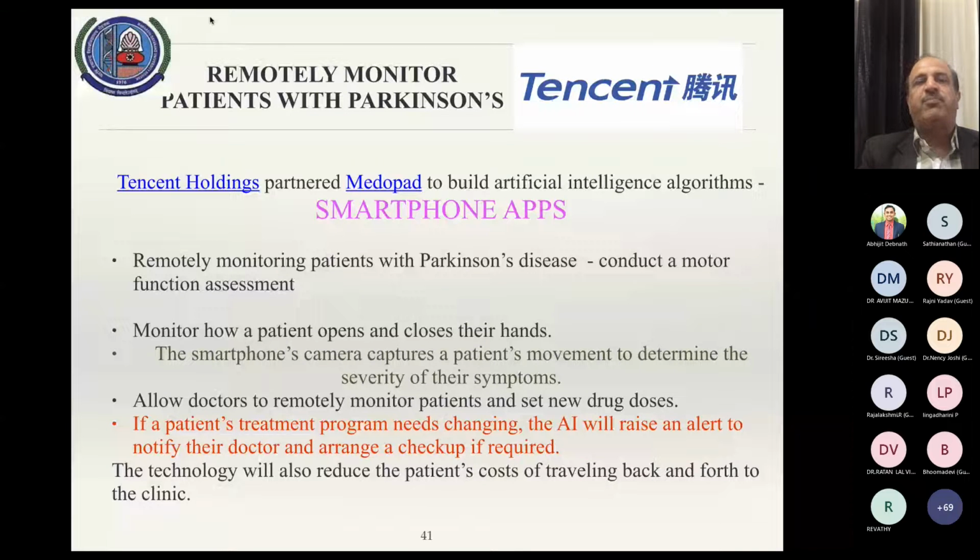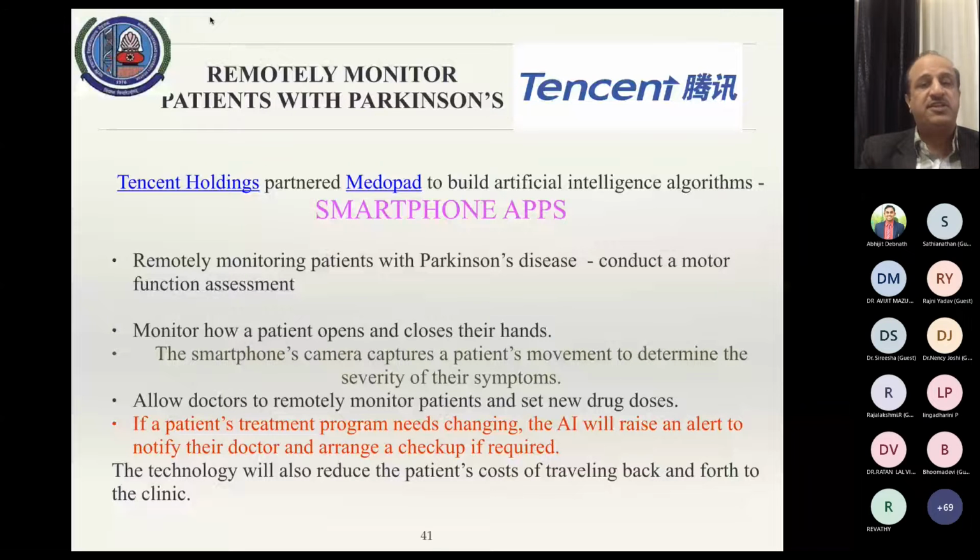Tencent Holdings has partnered with Medopad to make smartphone apps. The basic feature of this app is that we can monitor the patient remotely, with the patient at home and the doctor in the clinic. From the clinic, the doctor can monitor the patient and even conduct a motor function test. The smartphone camera captures the patient's movement to determine severity of the symptoms. It monitors how the patient opens and closes their hands, and even the drug dose can be set by the doctor from a distant place.